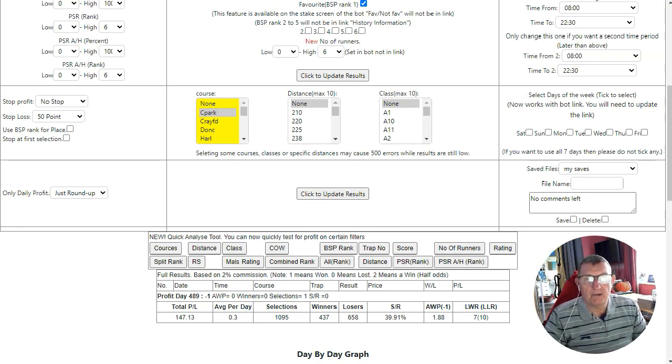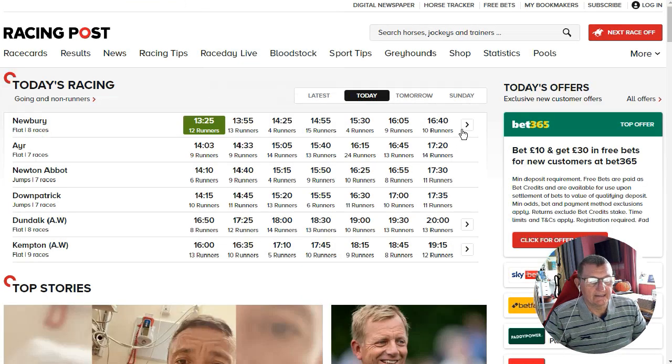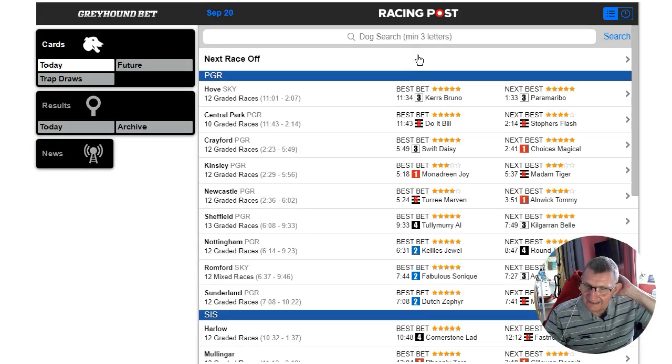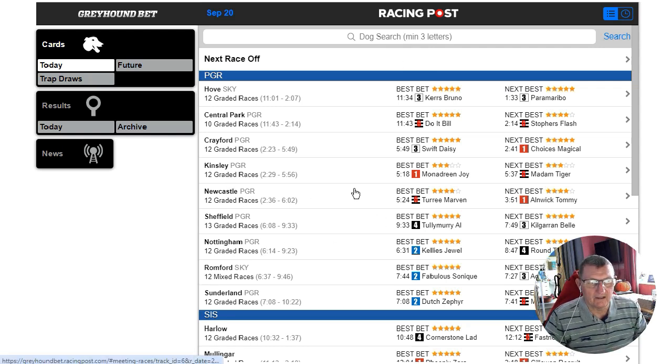Let's go to the RacingPost, and let's have a look at greyhounds. Now, obviously, this is based on BSP or Betfair prices. So they've got to be favourite. They've got to be on Betfair. So this is a little bit awkward. But this is just one way of doing it, really.